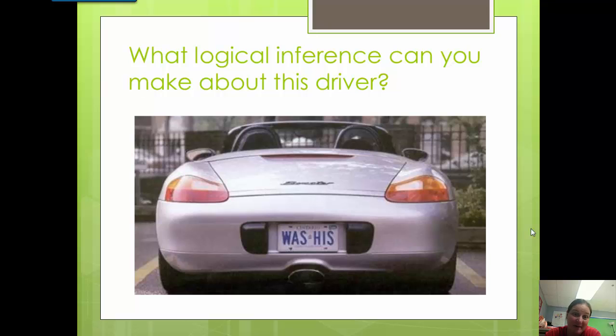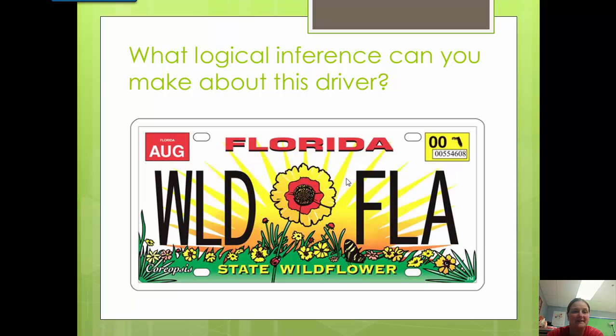I make the inference that maybe they were married or they were together and then they split up, and maybe it was his car, but she got it in a divorce or a bad breakup, and she gets to keep the car. And it's a pretty nice car. It's a Porsche Boxster. Pretty impressive. Okay, number 5. What logical inference can you make about this driver?